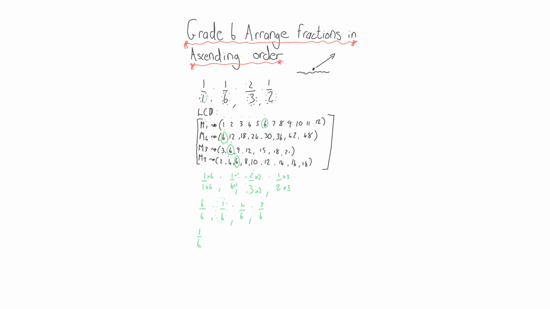And then which one will be the next one? Which one is bigger, 3 or 4? 3 is smaller, so we use 3. We want the smallest ones first, okay? And then we say which one is smaller, 4 or 6? It's going to be 4. And then the other one will be 6 over 6.